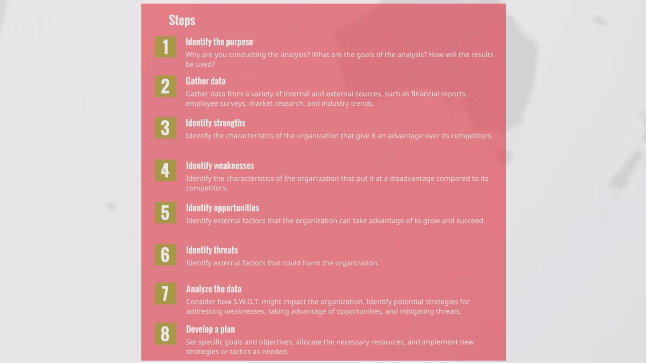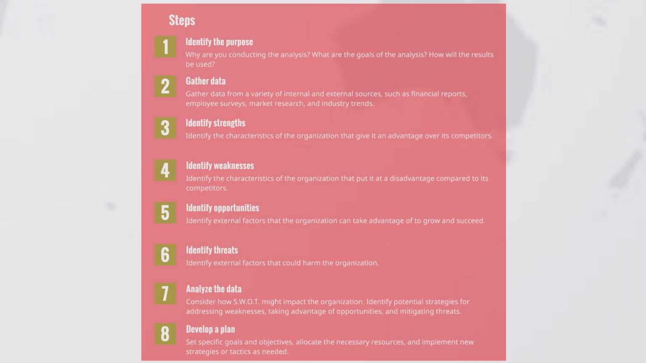Step 2. Gather data from a variety of sources, including internal data, such as financial statements and performance metrics, and external data, such as market research and industry reports. Step 3. Identify your organization or project's strengths. These are the internal factors that contribute to your success and give you a competitive advantage.